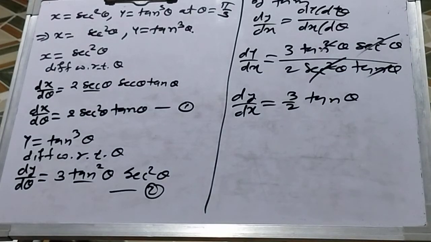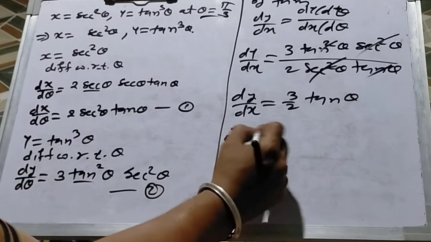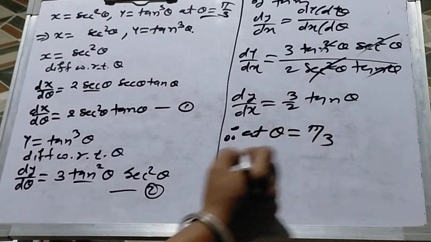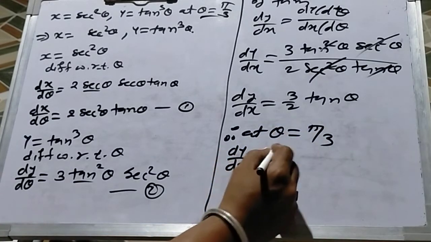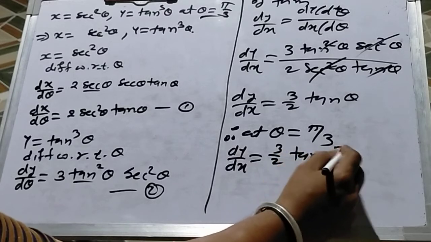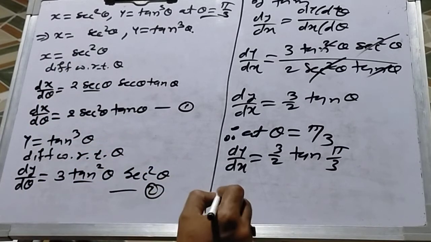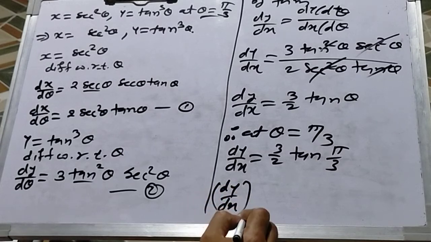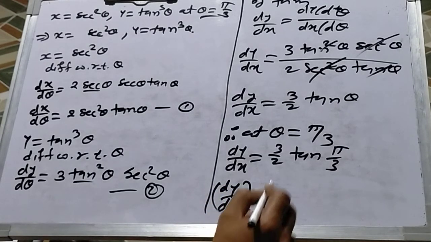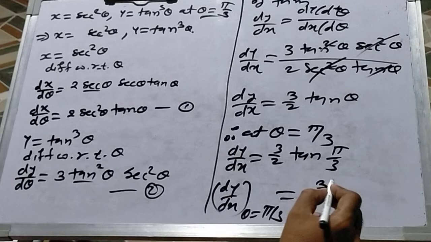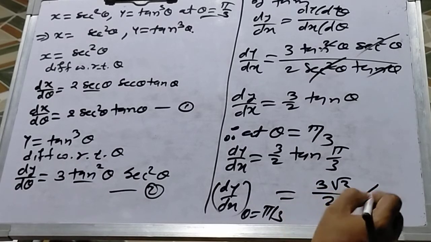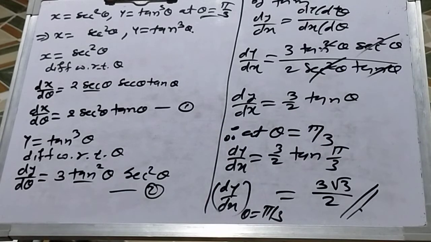Now we are to find the value of the derivative at theta equal to pi by 3. So at theta equal to pi by 3, dy by dx is equal to 3 by 2 tan of pi by 3. Now here tan of pi by 3 is root 3. So therefore dy by dx at theta equal to pi by 3 is equal to 3 root 3 divided by 2. And this is the required solution.